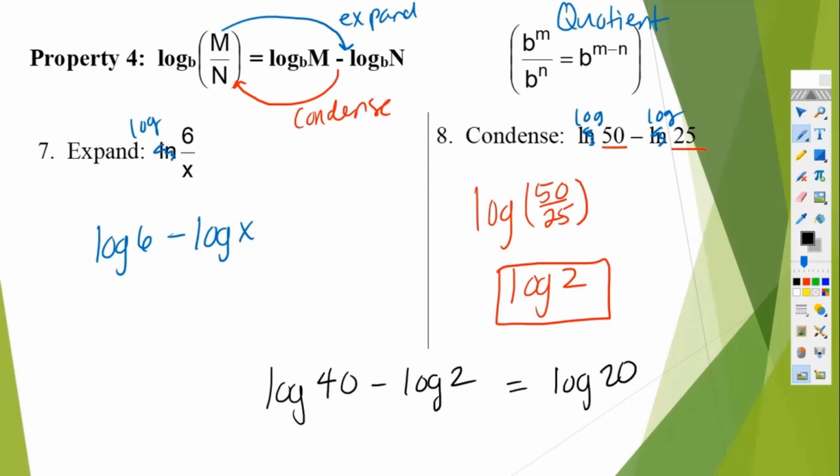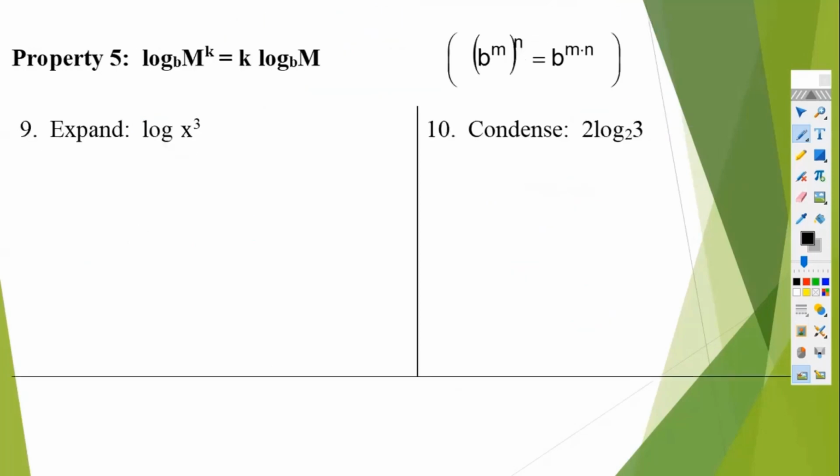Exactly. When we're subtracting the logs of the same base, we're dividing the arguments, right? Subtracting the logs of the same base means we're dividing the arguments. So 40 divided by 2 is 20. And that's how we condense it. Got it? All right.